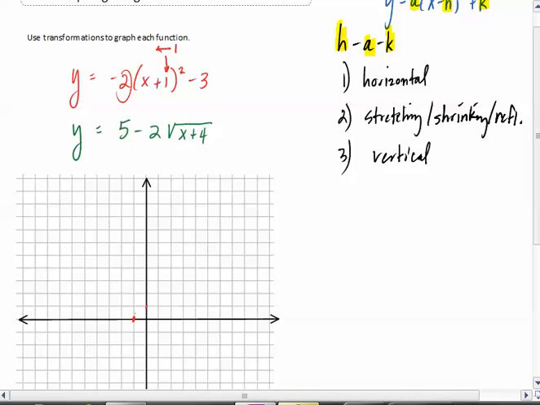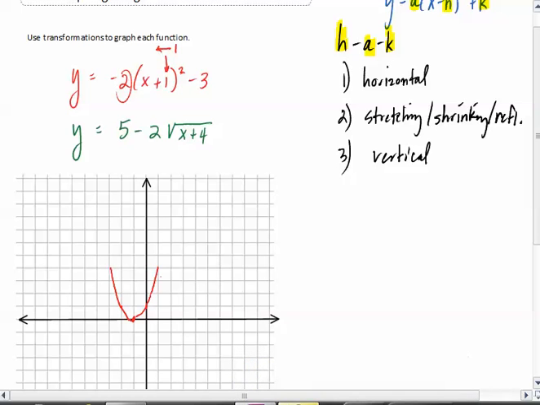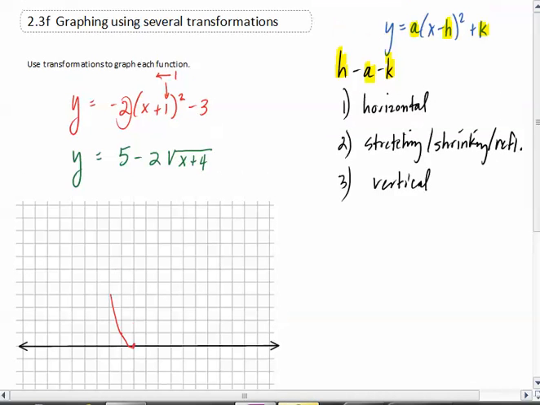In other words, instead of going over 1, up 1 from the vertex, or over 2, up 4, I'm going to take these points and stretch them vertically by 2. Whoops, let me go back there. Let me try to erase that again without getting my vertical axis.